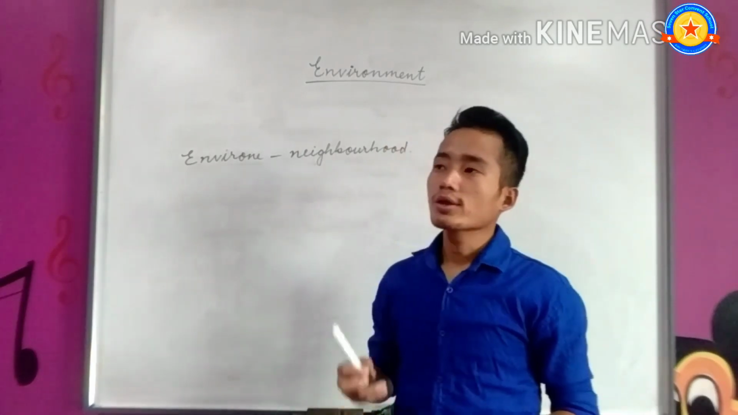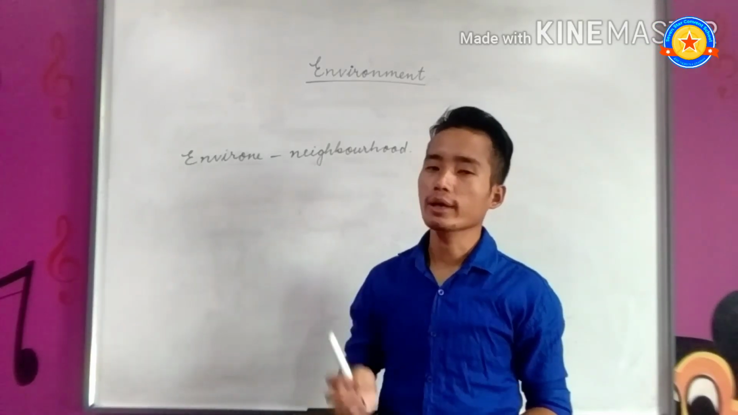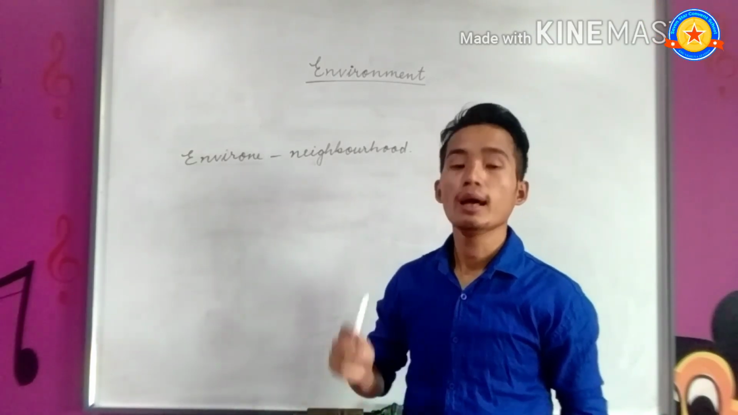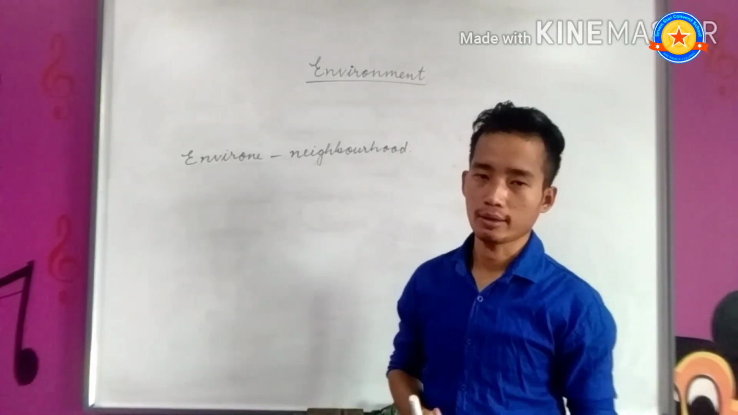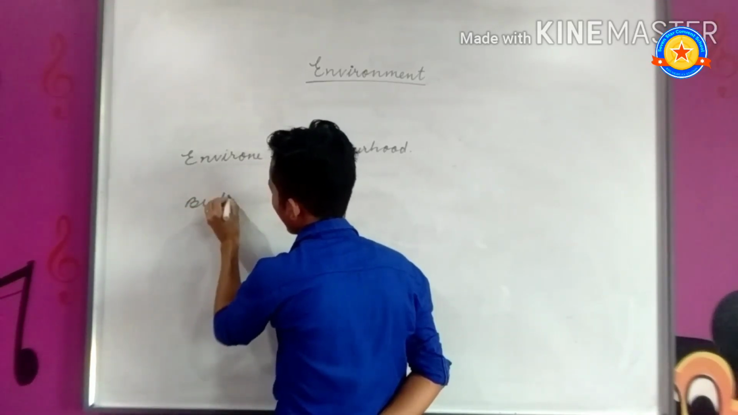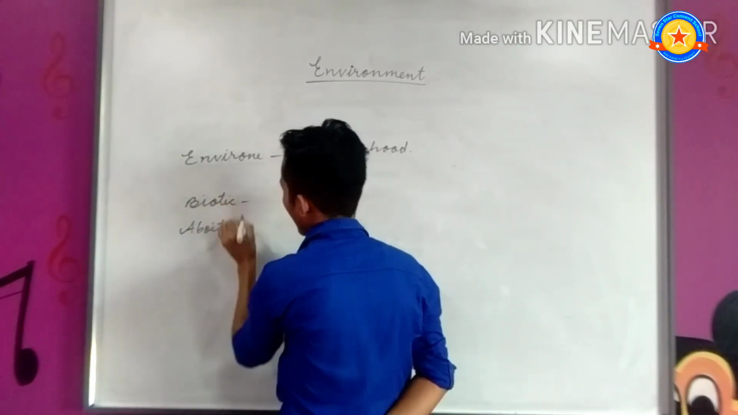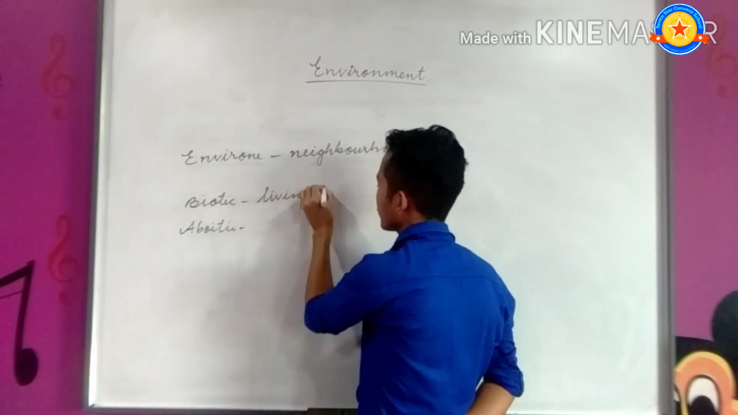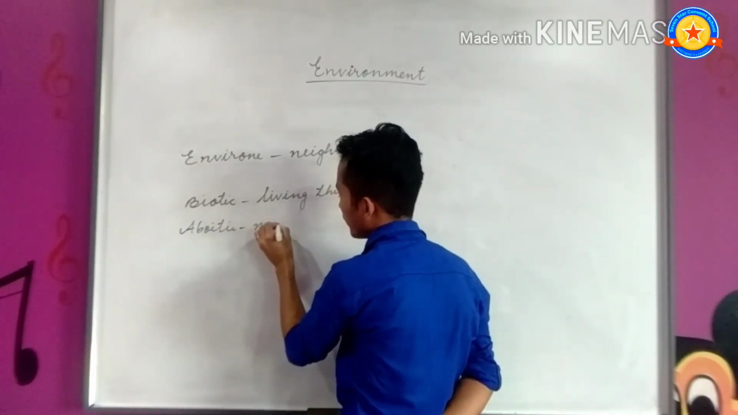And you can see around yourself, you will see a variety of things, and you can classify them into natural environment and man-made environment. The natural environment consists of two components, that is biotic and abiotic. Biotic means living things. Abiotic means non-living things.